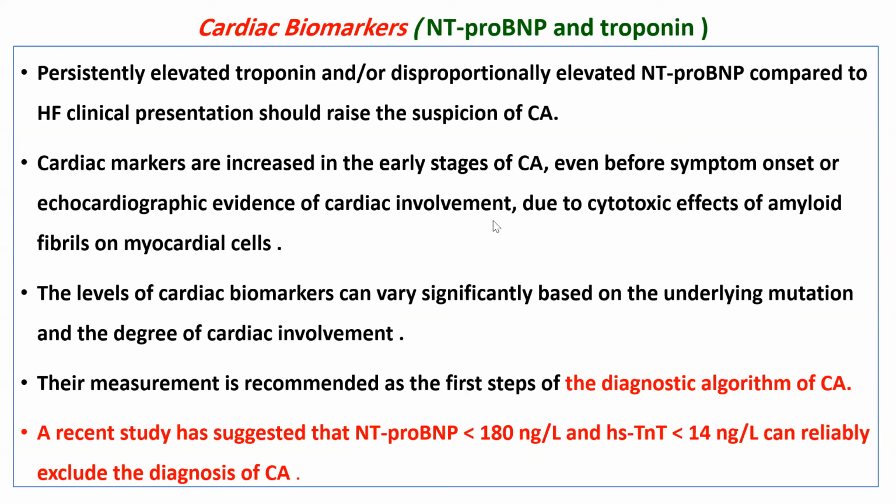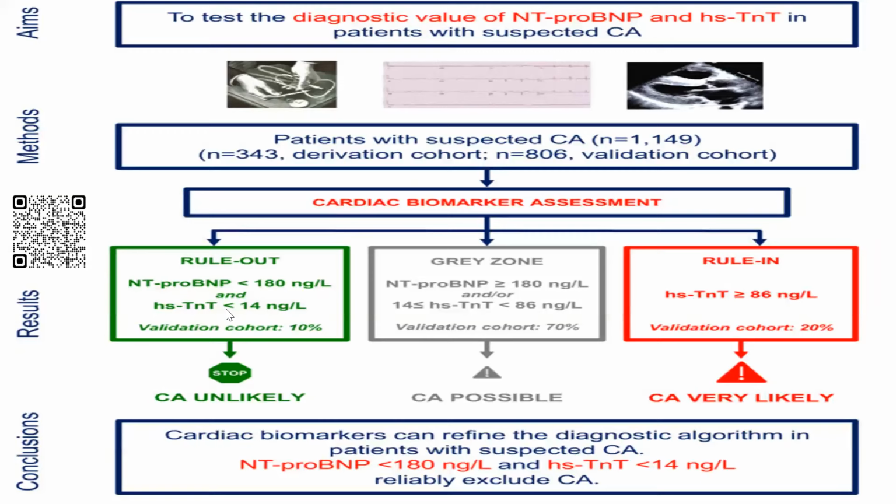Cardiac markers are increased in the early stage of cardiac amyloidosis, even before symptom onset or echocardiographic evidence of cardiac involvement. Why? Because of the cytotoxic effect of the amyloid fibrils on the myocardial cells. The level of cardiac biomarkers can vary significantly based on the underlying mutation and degree of cardiac involvement. Their measurement is recommended as the first step in the diagnosis of cardiac amyloidosis. There is a study suggesting that NT-proBNP lower than 180 and high-sensitivity troponin lower than 14 nanogram per liter can reliably exclude the diagnosis of cardiac amyloidosis before making the patient undergo bone scintigraphy and monoclonal protein assessment.